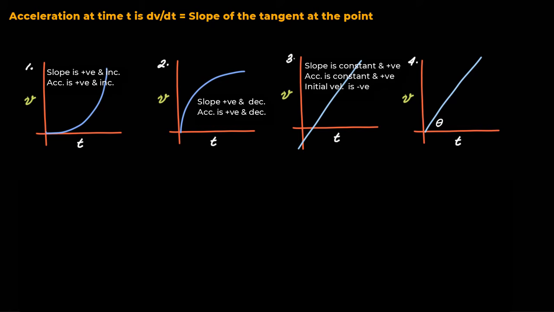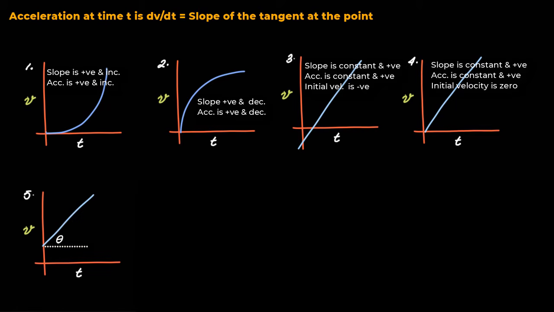Also, theta is less than 90 degrees, and therefore tan theta will be positive. You may also remember that the line is tilting up and right, so slope has to be positive. Therefore, acceleration is positive and velocity is increasing. In this graph, again theta is constant, therefore acceleration is also constant and positive. Also, the initial velocity is positive.